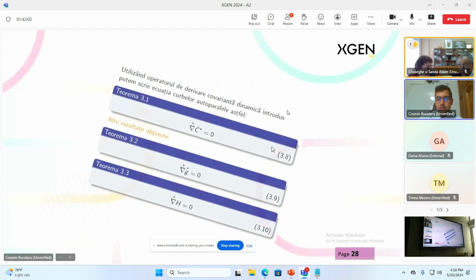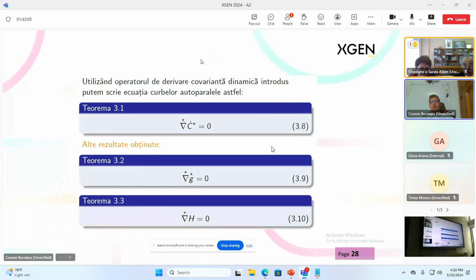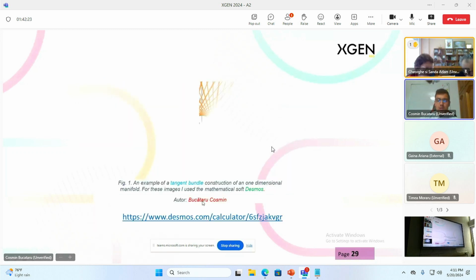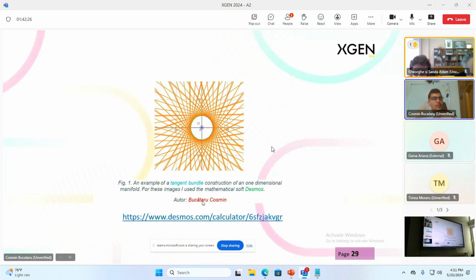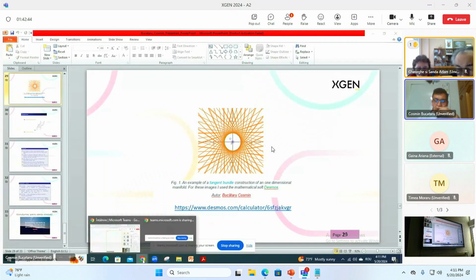And with this new operator, we demonstrated that Nabla star H star equals 0. So this is the main theorem of our study. And other important results that we obtain afterwards are that Nabla star G star equals 0 and Nabla star H equals 0. And in order to show how this concept works, because it's a very abstract notion, I have here an example of the tangent bundle construction of a one-dimensional manifold. And if I have 30 seconds more, I want to show you how this works.